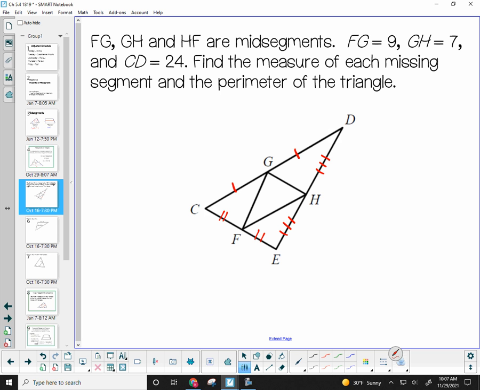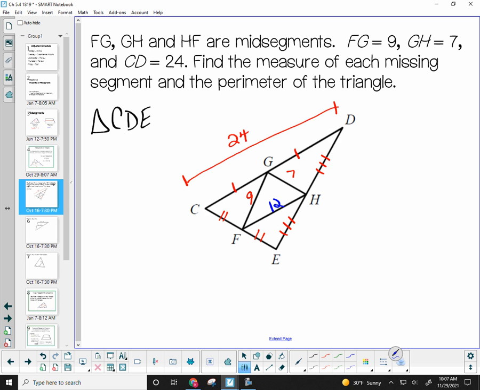All right, so that being said, we're told that FG is 9, GH is 7, and CD, this whole length here, is 24. I want to find the measure of each missing segment and the perimeter of the triangle. We're going to find the perimeter of triangle CDE. So first of all, we're missing the length of one mid-segment, right? So think about the side that it's parallel to. We know that mid-segment has to be half. So what does FH have to be equal to?